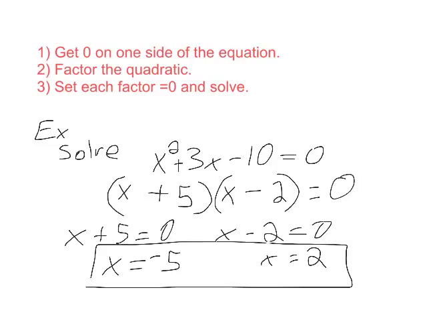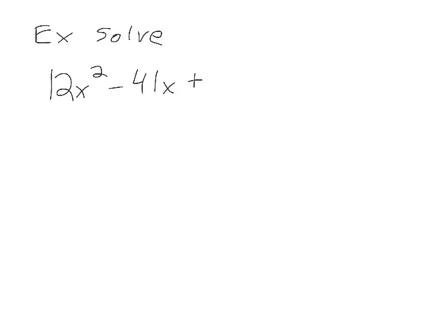All right, let's do another one. This one we're going to have a leading coefficient on the x squared so that you can see a little bit more how you might deal with one like that. And again, the instructions would just be to solve by factoring. We've got 12x squared minus 41x plus 24 equals 0.